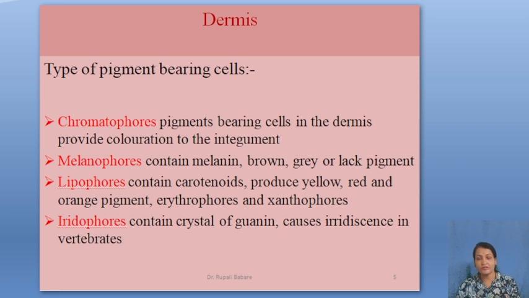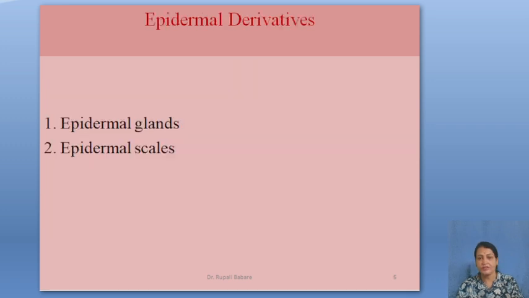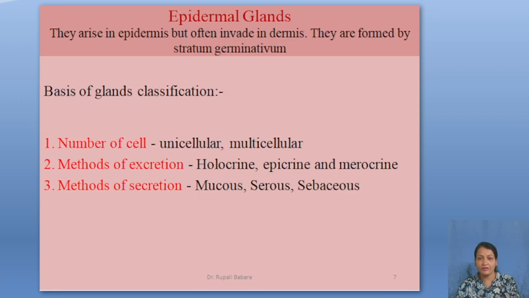Then we will see the derivatives. The first derivative is the epidermal derivatives. Epidermal derivatives are of 2 types, epidermal glands and epidermal scales. Inside the epidermal glands there are several types of glands present, and in epidermal scales there are also different scales found. So first of all we see about the epidermal glands.